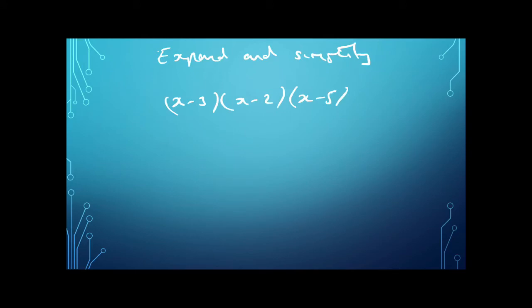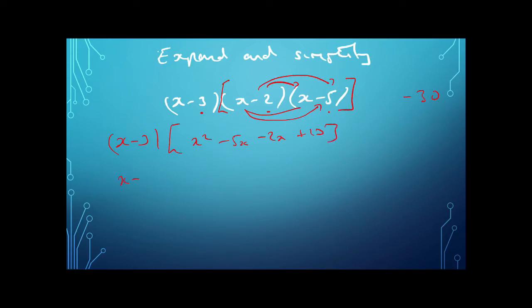Okay, all the terms are negative, they're constant terms. Just a note then, the negative 3 times negative 2 times negative 5, that's going to give us negative 30. The 3 negative signs there. So our last term is going to be negative 30. Okay, so x minus 3 times x squared minus 5x minus 2x plus 10.